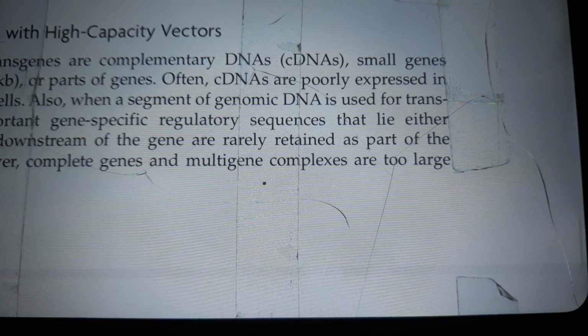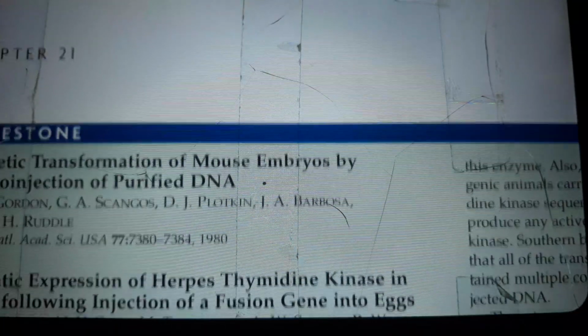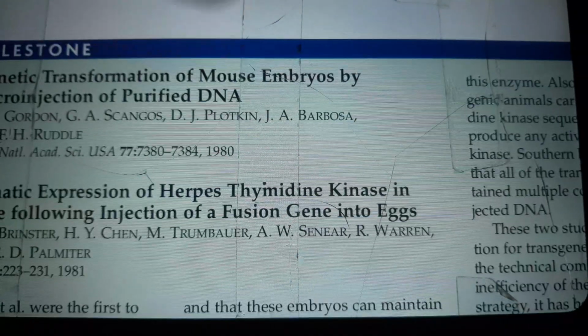Transgenesis: the high-capacity vectors to generate transgenes. Complementary DNAs, cDNAs, small genes less than 20 kilobase pairs, or parts of genes are often poorly expressed in mammalian cells. Also, when a segment of genomic DNA is used for transgenesis, important gene-specific regulatory sequences that lie either upstream or downstream of the gene are rarely retained as part of the insert. Moreover, complex genes and multi-gene complexes are too large. We now have a milestone note.